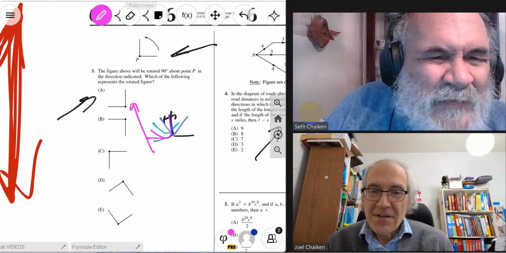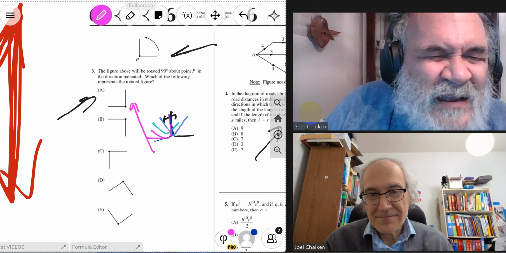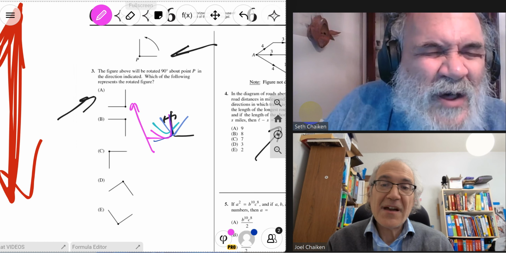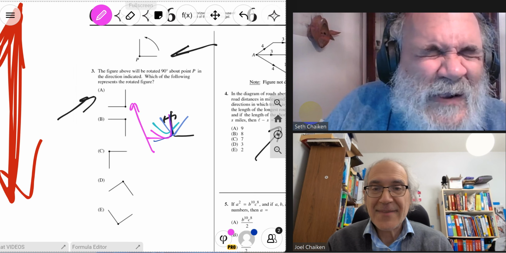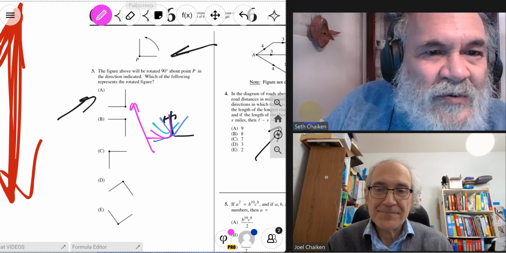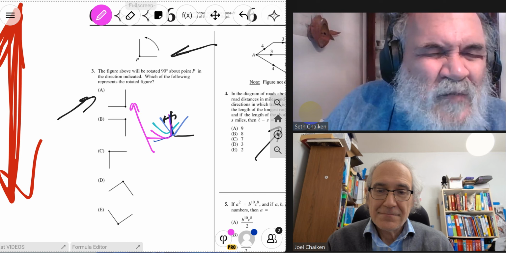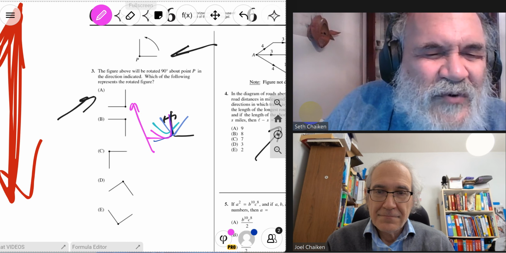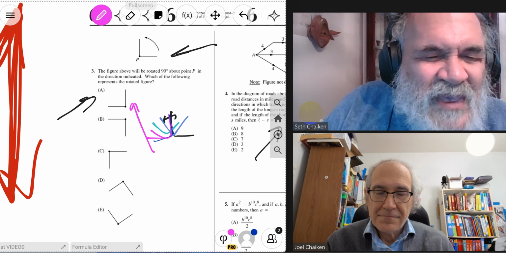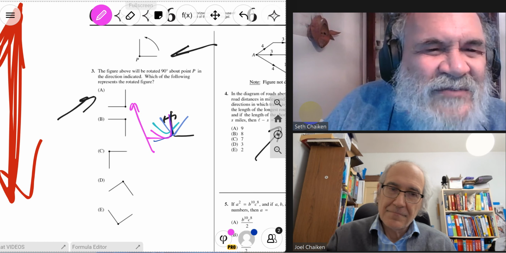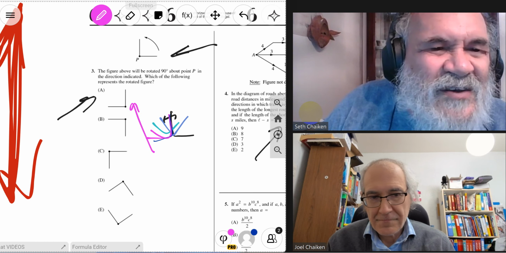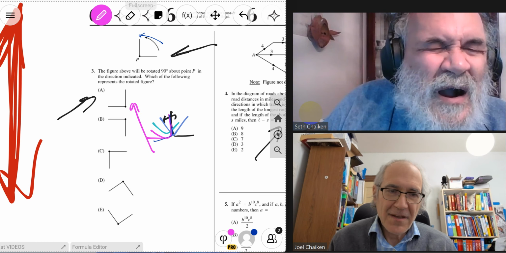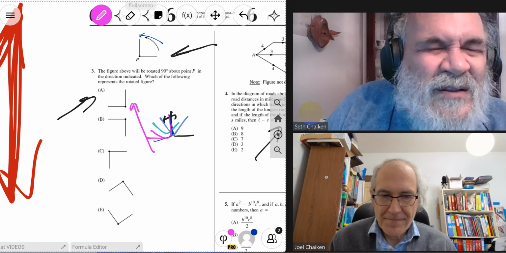And of course, you have to know that 90 degrees is 1/4 of the way round the circle. In other words, a right angle. You have to know 90 degrees. And they do tell you the direction, so you don't have to know that the convention in mathematics for measures of rotation is that positive rotation is counterclockwise, because they tell you the direction indicated.